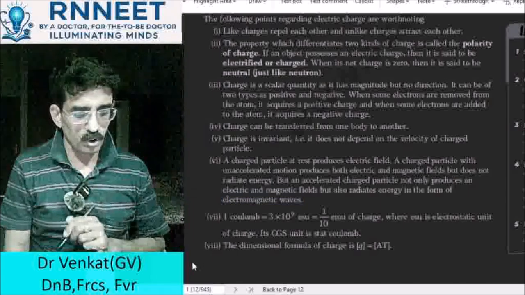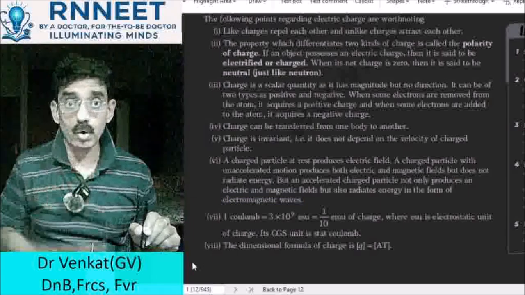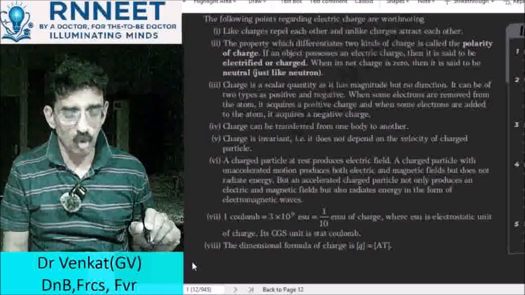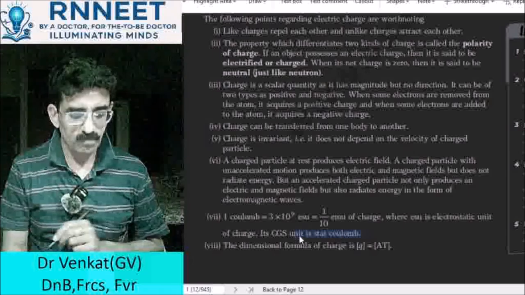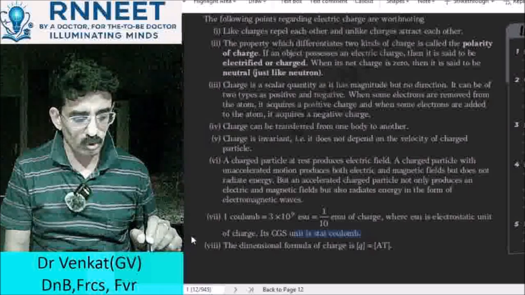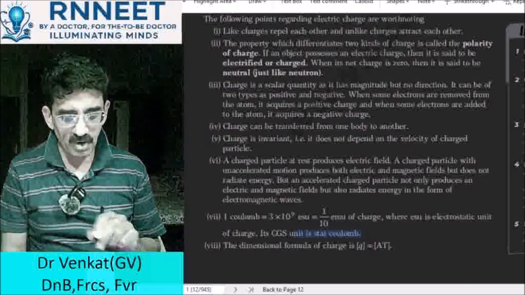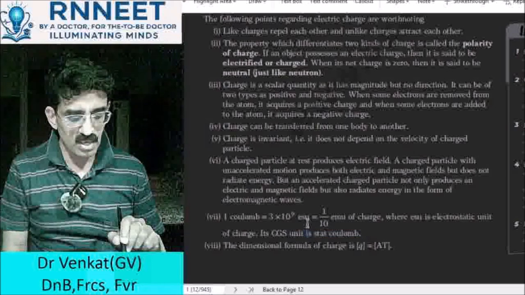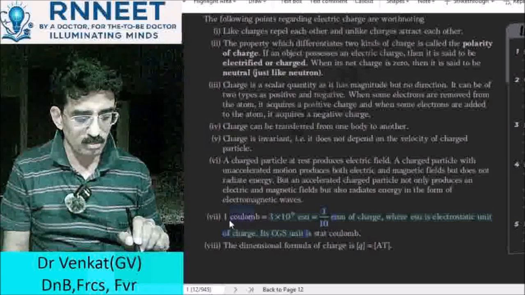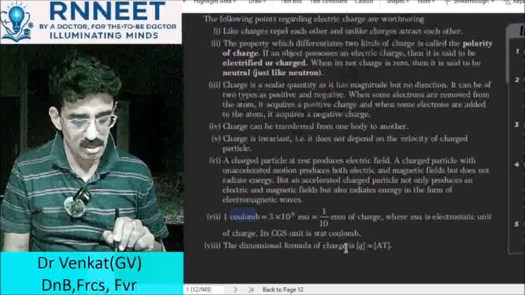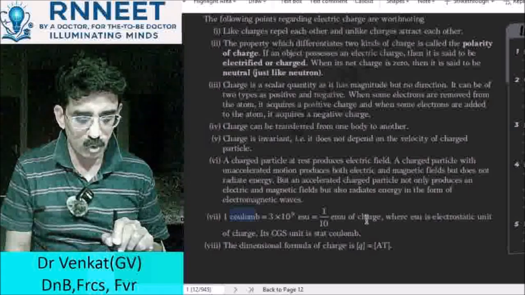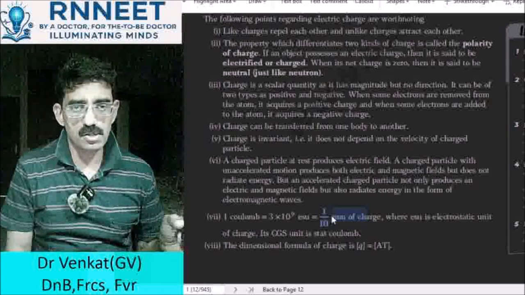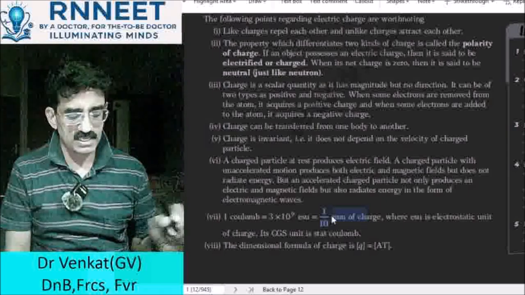The next important point you want to note is how Coulomb relates to CGS. There is a unit of CGS called 1 stat Coulomb. Apart from stat Coulomb, there is another important unit called the ESU. 1 Coulomb is actually 3 into 10 to the power 9 ESU, or 1 by 10 EMU of charge. These are the other kinds of units. ESU and EMU are all CGS units.